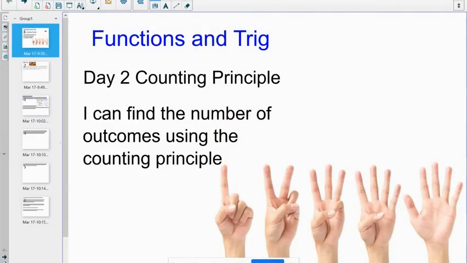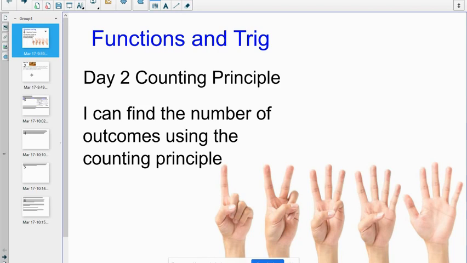We did day 1 of tree diagrams, and today we're learning day 2, and it's the counting principle. The counting principle is going to be like a version of a shortcut to doing a tree diagram. So you guys are probably going to enjoy this day. Well, it's going to be less tedious and time consuming, I'll tell you that.